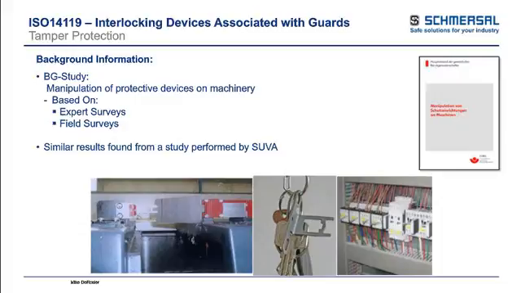And SUVA, which is equivalent to OSHA in Switzerland, did a similar report and actually came up with very similar results. And what they were particularly looking at, as you see in the pictures there, is intentional and willful bypassing of safety devices. So here you can see in the first picture on the left, somebody developed and fabricated, to the extent of a key, to simulate the door being closed so they can run that machine in full automatic mode while that door is open.